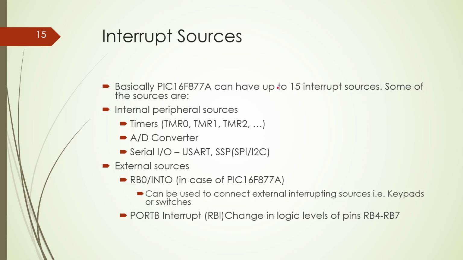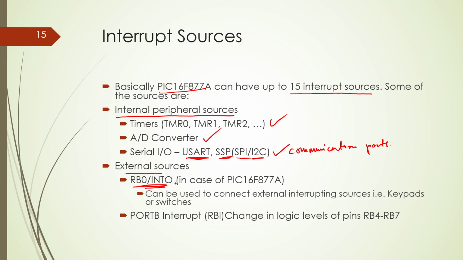Basically the microcontroller, in this case for example the PIC16F877A, can have up to 15 interrupt sources. Some of them include internal peripheral sources, such as a timer, which you did in your lab, and the A to D converter, which can also be a source of interrupt. Serial I/O communication, for example USART, SSP, SPI, or I2C. These are the communications. Then we can have external sources, for example RB0, INT0, used to connect an external interrupt source, keypad or switches. And then a port B interrupt, RBI, port B interrupt on change in logic levels on pins RB4 until RB7.